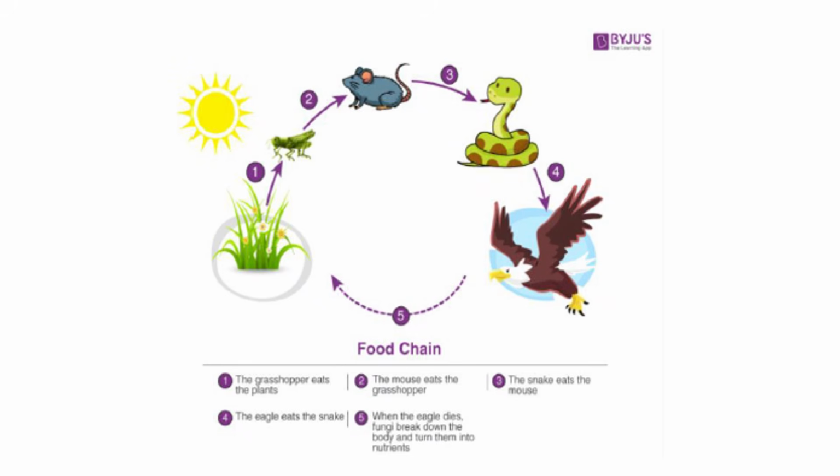Then we have the decomposers. When the eagle dies, fungi and bacteria break down its body into nutrients. These nutrients go back into the soil, helping plants grow again, and the cycle continues. So the flow of energy is from the sun, then to the plants, then to the grasshopper, then to the mouse, then to the snake, then to the eagle, then to the decomposers, then to the soil, then to the plants.